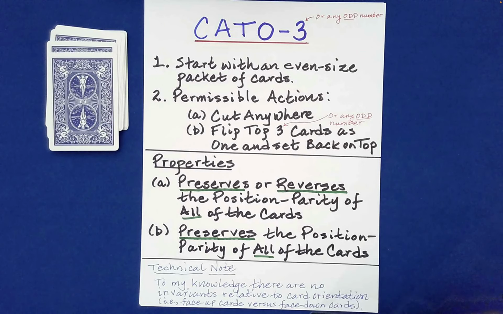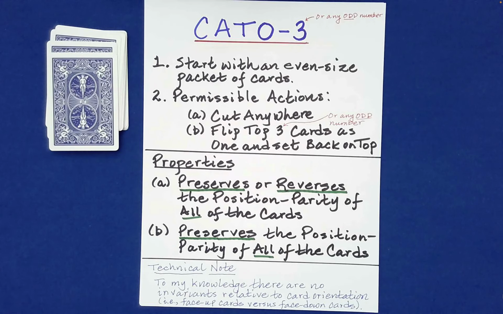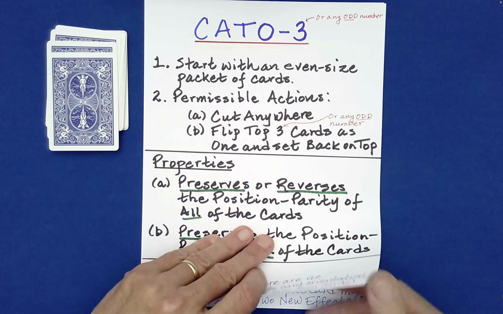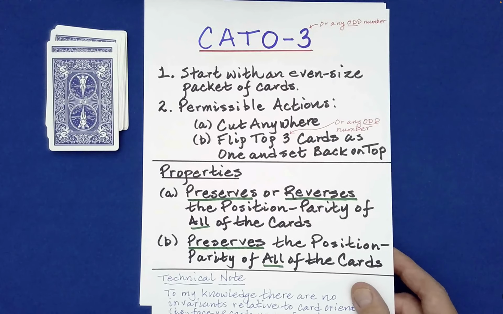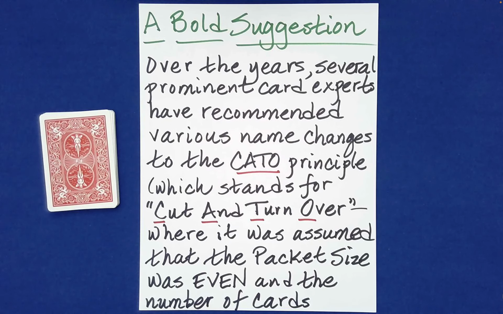Okay, now I do point out down here that to my knowledge, I don't know of any invariance for this CATO-3 or CATO-Odd principle that I've shown you when it comes to the face-up, face-down orientation of the cards. Okay, now that's a little bit different from the traditional CATO or traditional Hummer shuffle, which we'll show you at the end, just to kind of show the contrast. Okay, and then here I have a bold suggestion. Over the years, several prominent card experts have recommended various name changes to this cut and turn over CATO principle.